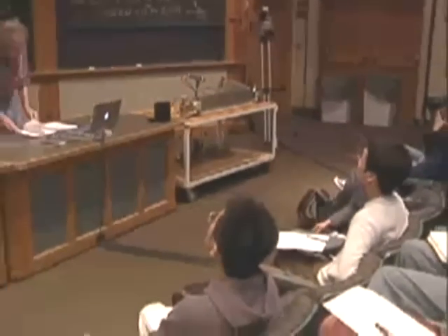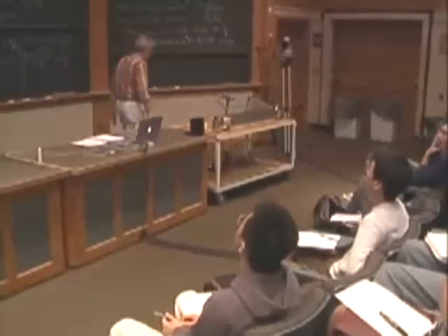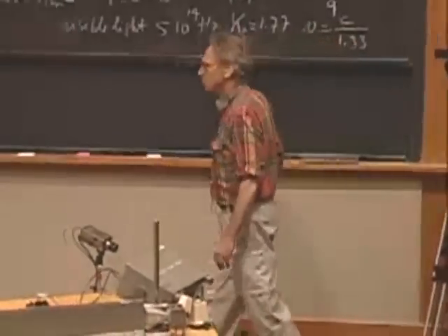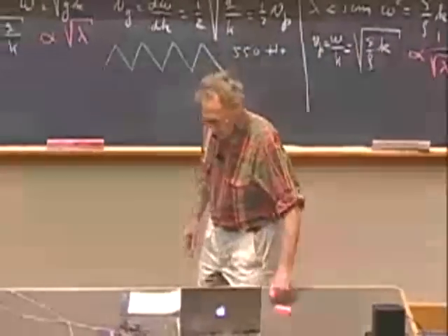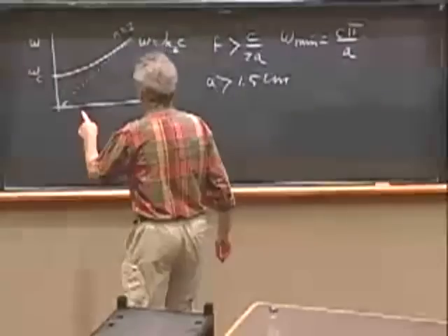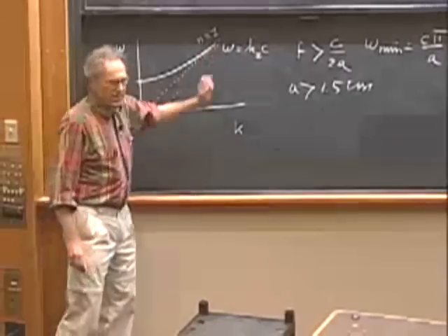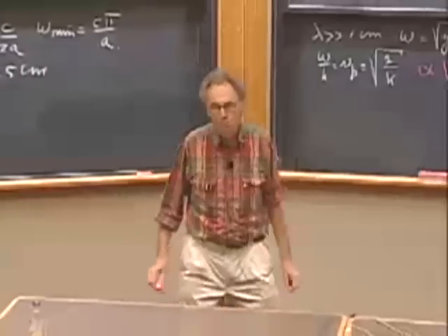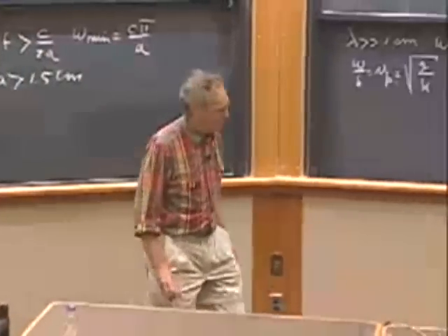Now, there is one more thing that is important, and that has to do with your sleepless nights. Because you know I'm very concerned about you getting enough sleep. Look at that dispersion relation. Look at this curve. This line indicates the speed of light c. That line indicates that when omega divided by k is c, that's the speed of light.